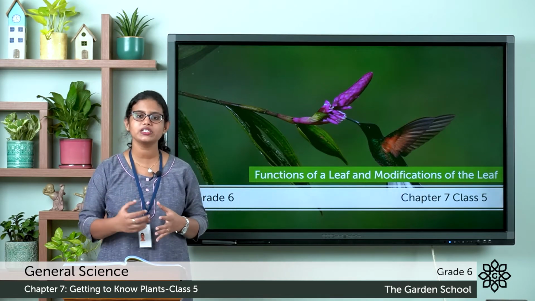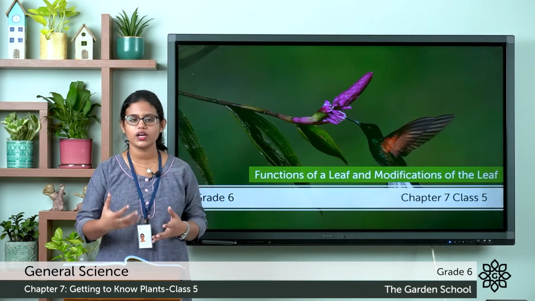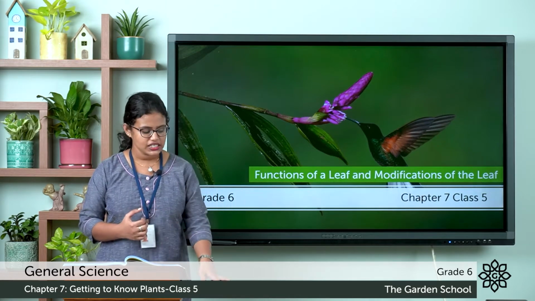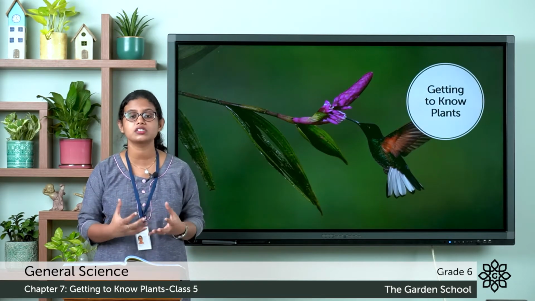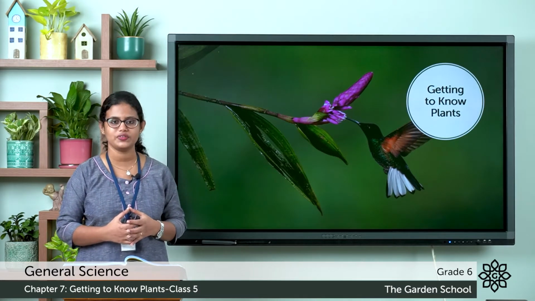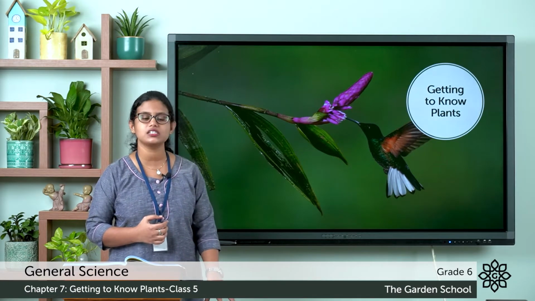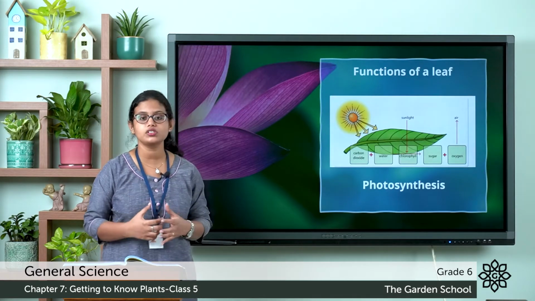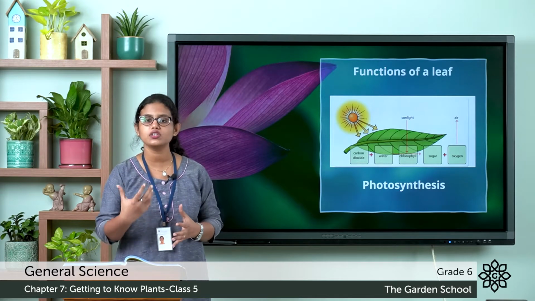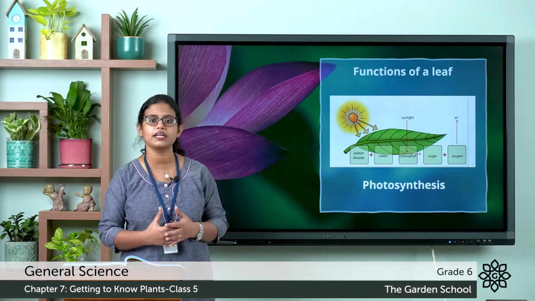Today we are moving to a new topic that is about functions of a leaf and modifications of the leaf. In the last class we discussed about leaves and the structure of a leaf. So moving to today's topic, first let's discuss about the functions of a leaf. The leaf performs different functions. Do you know which is the important function that is performed by a leaf?